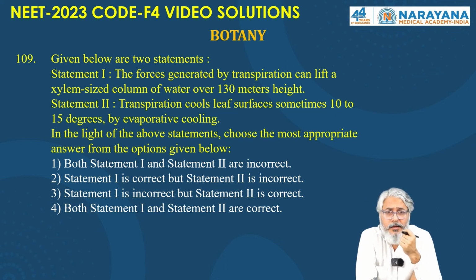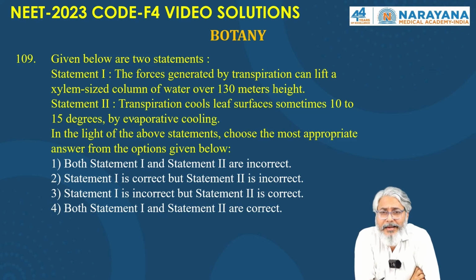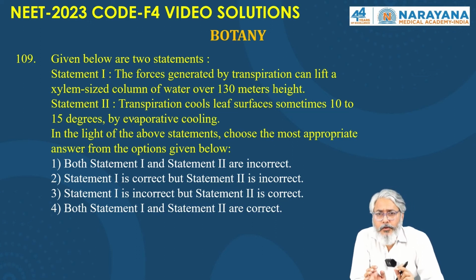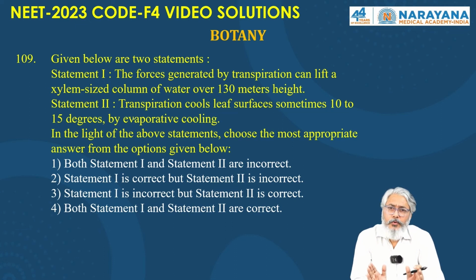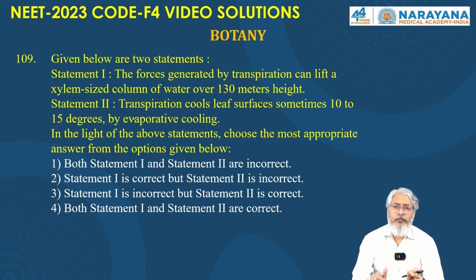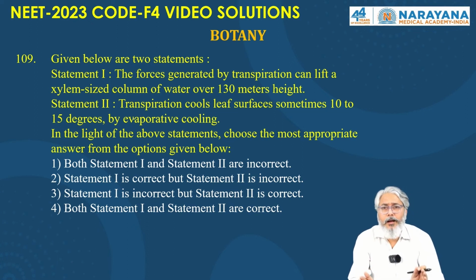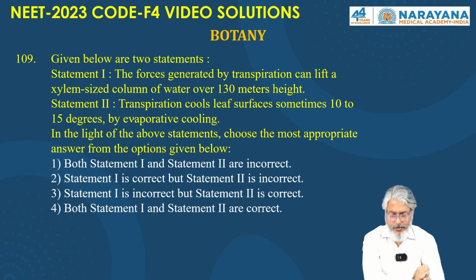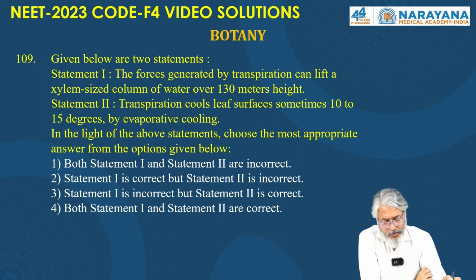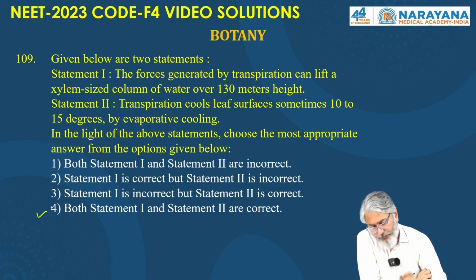Statement 2: Transpiration cools the leaf surface, sometimes by 10 to 15 degrees, by evaporative cooling. Due to cellular metabolism, a lot of heat is generated. This heat is used to convert water into vapors, and transpiration is the process in which the water vapors are released from aerial parts of the plant and provide a cooling effect. Both statements are correct, so which is the option? Both statement 1 and statement 2 are correct, option number 4.